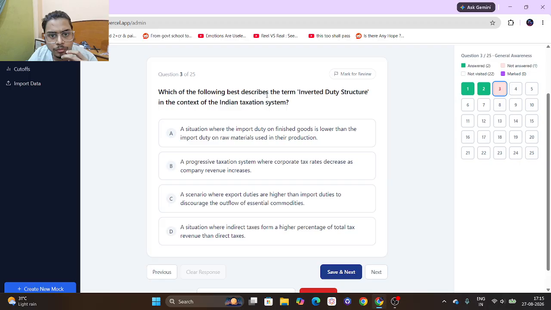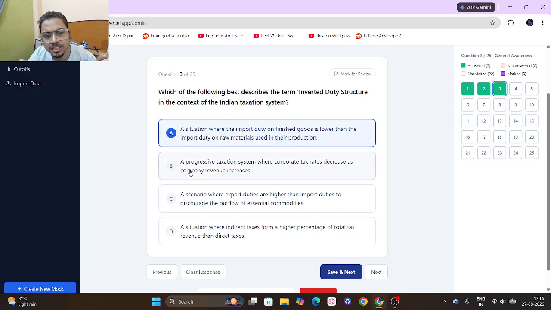Next. Which of the following best describes the inverted duty structure in the context of Indian taxation? A situation where the import duty on the finished good is lower than the import duty on the raw material. Yes, yes. Still, let's read the rest. A progressive taxation system where corporate tax rate decreases as company revenue decreases. No. A scenario where export duties are higher than import duties to discourage the outflow of essential commodities.